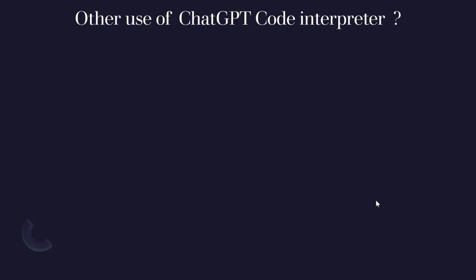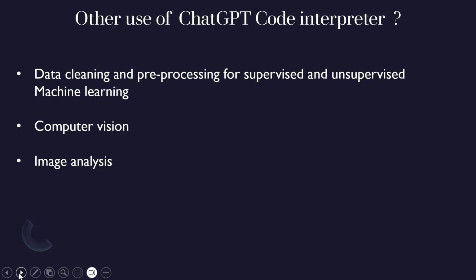Okay, in this video, I was mainly focusing on showing you how you can use ChatGPT Code Interpreter for data analysis or getting insight from your dataset. But you can use ChatGPT Code Interpreter for different reasons. For example, one of the things that I'm seeing right now is that you can use it for data cleaning and for pre-processing your dataset for supervised and unsupervised machine learning, because you know that before running a machine learning algorithm, you need to pre-process your data. So it can be a really helpful tool for pre-processing your dataset. Also, you can use it for computer vision and image analysis.